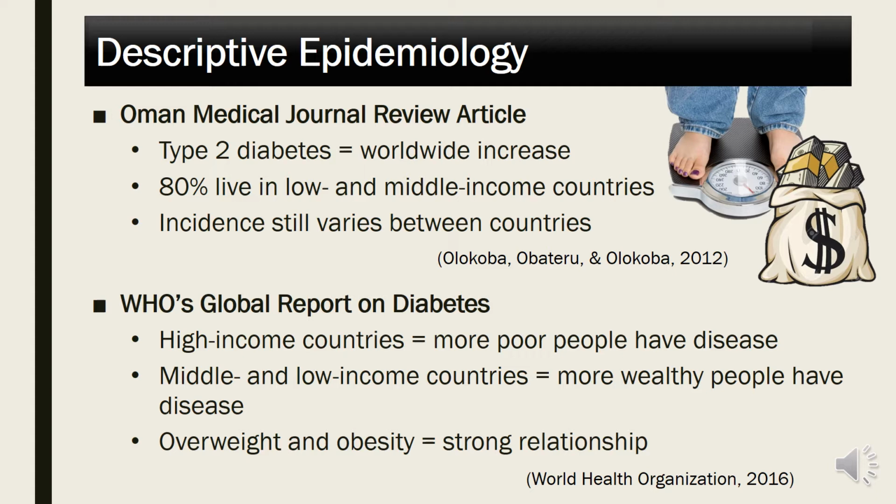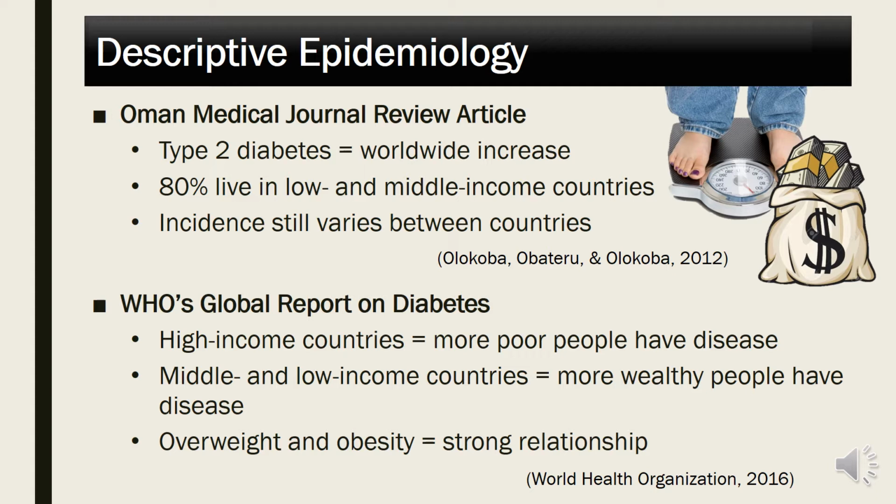This is reflected in the World Health Organization's Global Report on Diabetes. This report, which was published in 2016, mentions that type 2 diabetes is found most frequently among low-income people in high-income countries, which is in contrast to low and middle-income countries, where the people who generally develop type 2 diabetes are those who are wealthy or have a high income.